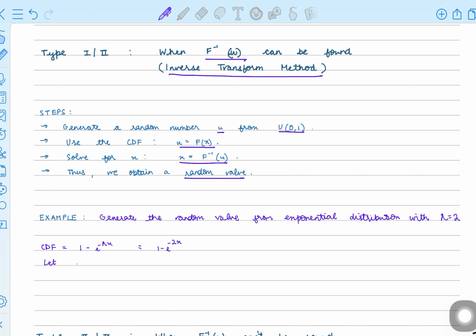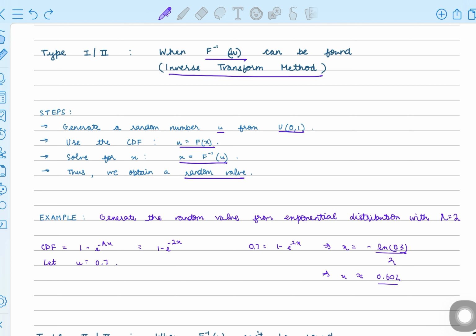Let the random number be 0.7 since it lies between 0 and 1. We use the inverse transform method where we equate u with F(x). This gives us x is equal to minus log of 0.3 upon 2. This is approximately 0.602. Therefore, the simulated exponential value is 0.602.